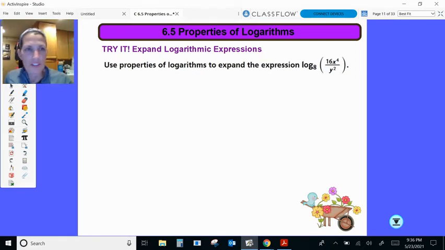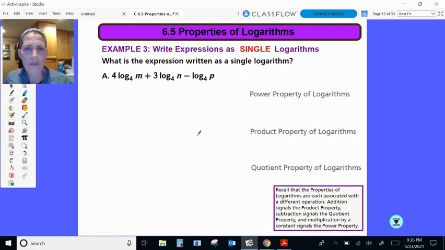Now I'm going to skip this one. Now we're going to take a look at condensing, so writing with a single logarithm. We're going to go backwards. Remember how the last thing we did was exponents, putting them out in front. Well, that's going to be the first thing we do now. We're going to take all of these powers out here in front and put them back up where they belong.